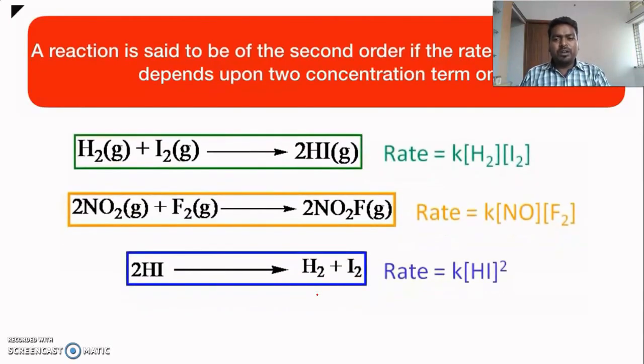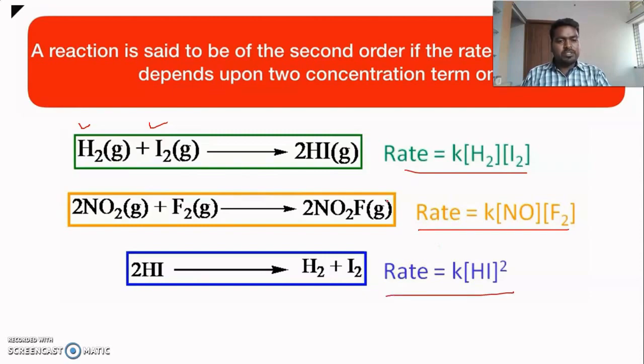Some examples of second order reactions are the reaction between hydrogen and iodine, which gives 2 molecules of hydrogen iodide, and the reaction between nitrogen dioxide and fluorine, which gives a compound, nitryl fluoride. Also, 2 hydrogen iodide gives hydrogen plus iodine. This is the experimentally determined rate expression for these reactions.